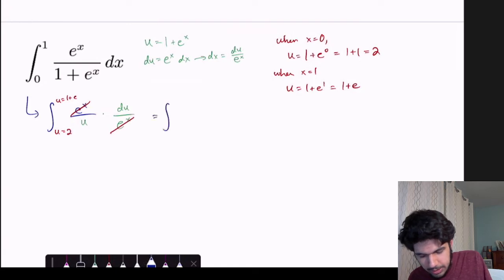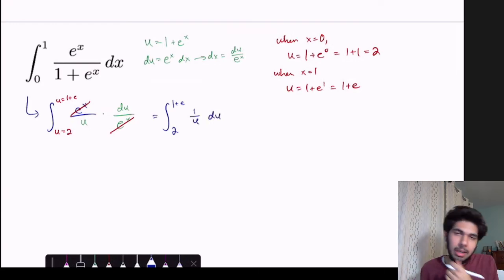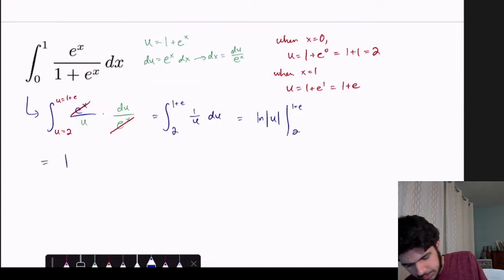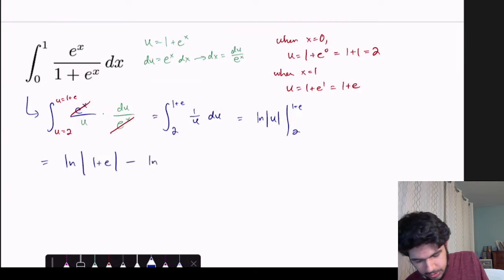So we're left with the integral from 2 to 1 plus e of 1 over u du, and that we know how to integrate. That would just be the natural log. So this would be ln of the absolute value of u evaluated from 1 plus e down to 2. So that's equal to ln of 1 plus e minus ln of 2.